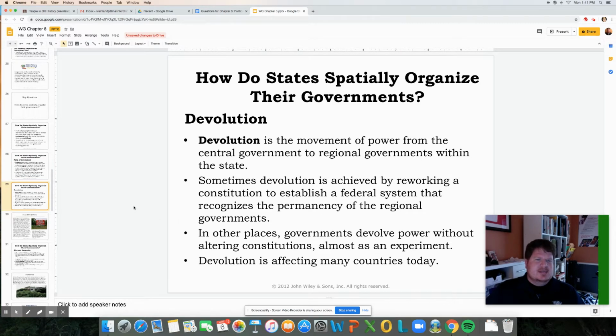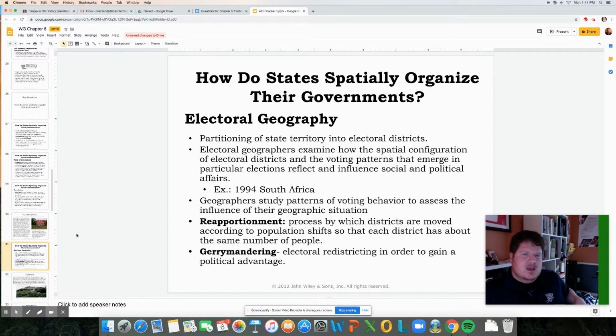And so we do see that. Devolution, here's the definition of devolution: the movement of power from the central government to the regional governments within a state. Sometimes devolution is achieved by reworking construction of federal systems, like reorganizing the government, the power, and redoing certain things within the government. Electoral geography, we see this happening as far as how do we elect our officials.